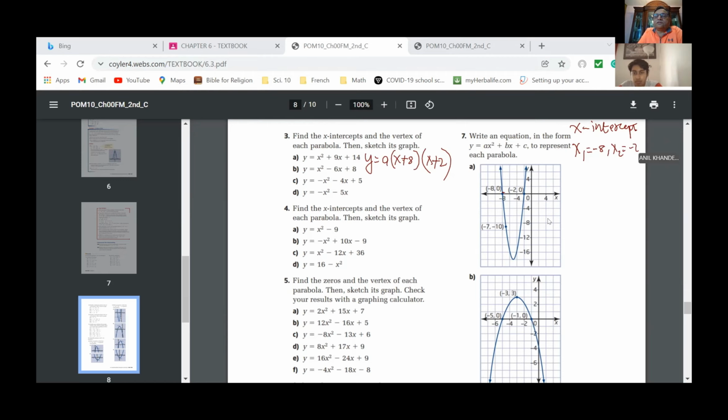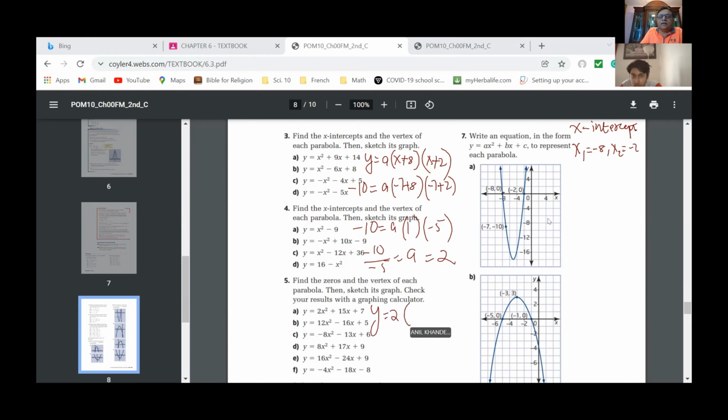Now we are given a point which is (-7, -10), plug it in. So we have minus 10, the y value, equals a times (minus 7 plus 8) times (minus 7 plus 2). You get minus 10 equals a times 1 times minus 5. And so minus 10 divided by minus 5 is a, which is 2, right? And therefore, we have the equation y equals 2 times (x plus 8) times (x plus 2). Is that clear to you?